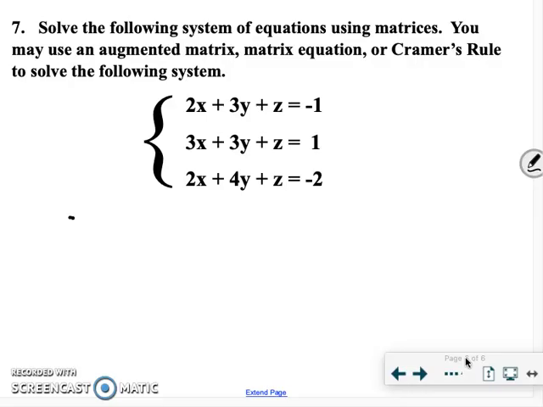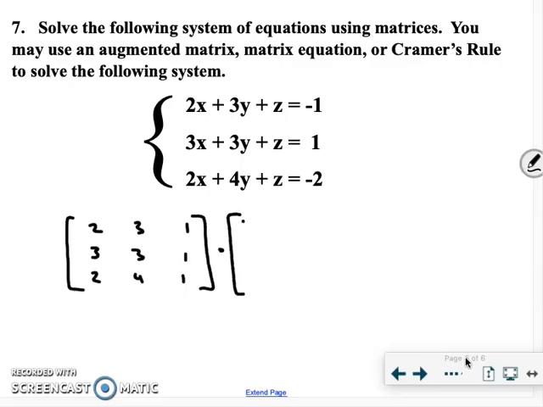So I'm going to do this using Cramer's rule, which means that I need to begin by writing up the matrix equation. So 2, 3, 1, 3, 3, 1, 2, 4, 1. This is my coefficient matrix times my variable matrix of x, y, z is equal to my constant matrix of negative 1, 1, negative 2.